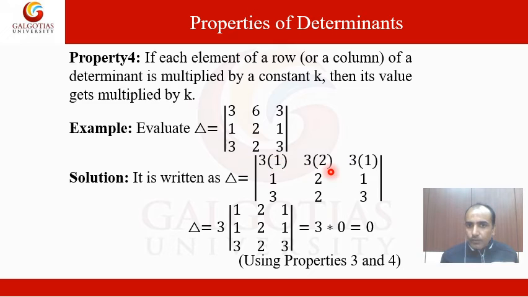It is clear from the determinant that row 1 has the common element 3. So we take common 3 from row 1. So we get delta equal to 3 times determinant of 1 2 1, 1 2 1, 3 2 3. And by property 3, there are two rows, that is R1 and R2, which are identical, so the value of this determinant is 0. And we see 3 into 0 is 0. Therefore, the value of this determinant is multiplied by the constant 3.